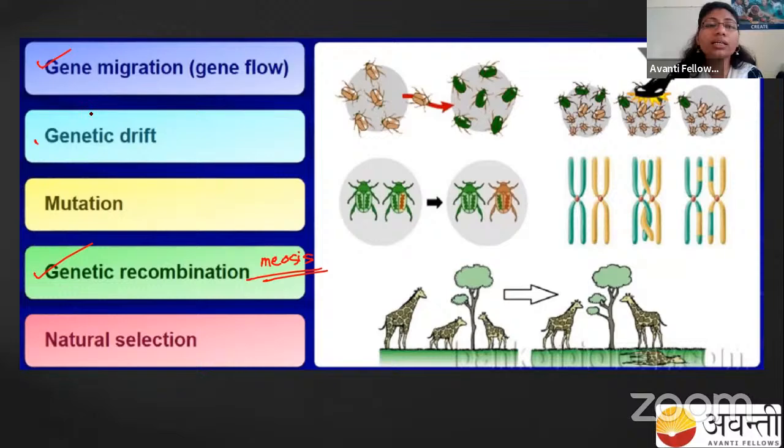Then we have genetic drift. Genetic drift says that if a small change appears suddenly in a small population, then it leads to genetic drift. Then we have mutation, as in the example of sickle cell anemia, and then natural selection. When the environmental condition changes, they always look for the survivors, the fittest species. So these five factors can disturb the Hardy-Weinberg equation.